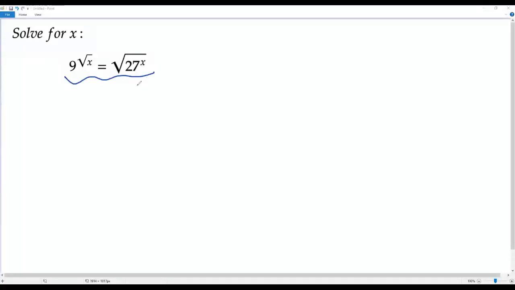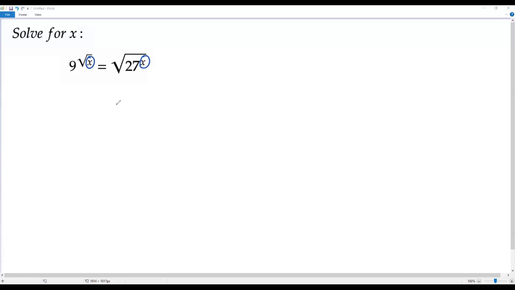Here we have an exponential equation, and in this exponential equation we have to solve for x. That is, I have to find the value of x. I am saying this is an exponential equation because the equation contains a variable at the exponent. So whenever we have a variable at the exponent in an equation, the equation is called an exponential equation.